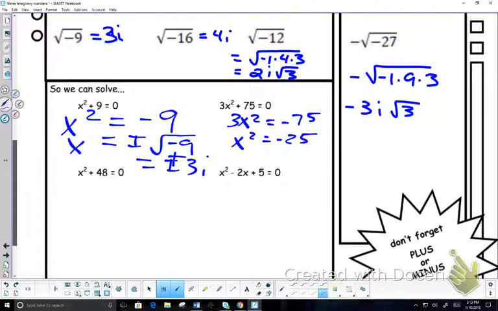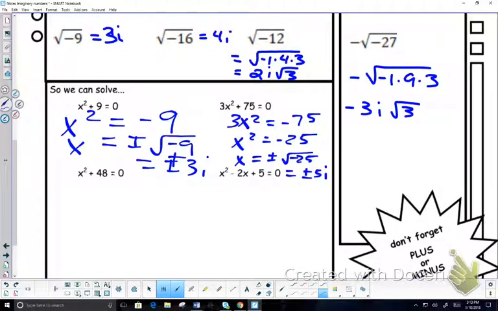Then you square root both sides to get x equals plus or minus the square root of negative 25. Well, what's the square root of negative 25? 5i. Very good. Plus or minus 5i. It's a quadratic. It's a degree of 2, which means it has to have 2 answers. It has an answer of 5i and negative 5i.